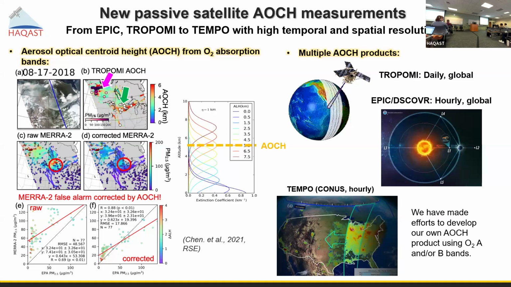We have shown the effectiveness of using this observed AOCH to correct the MERRA-2 overestimation of PM2.5 in the downwind region of the smoke plumes. Our group has developed several AOCH products from different satellite sensors, including EPIC onboard DSCOVR, and also TROPOMI. We are now working on the TEMPO operational AOCH product development to provide hourly measurements of the whole CONUS, which is really useful, and it also has a high spatial resolution.